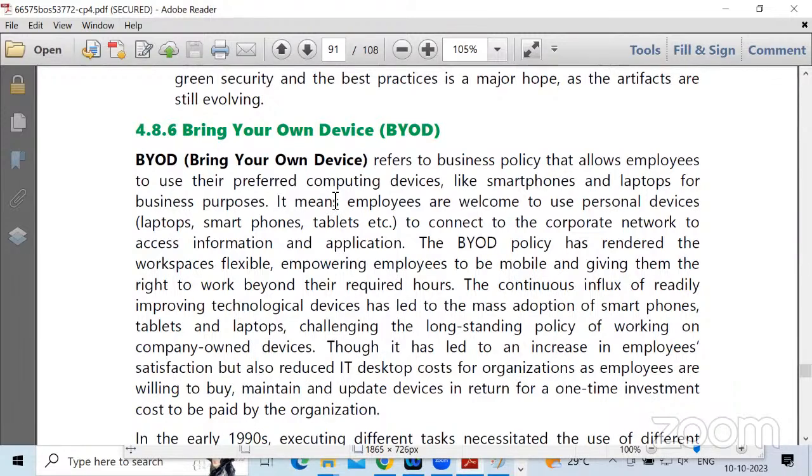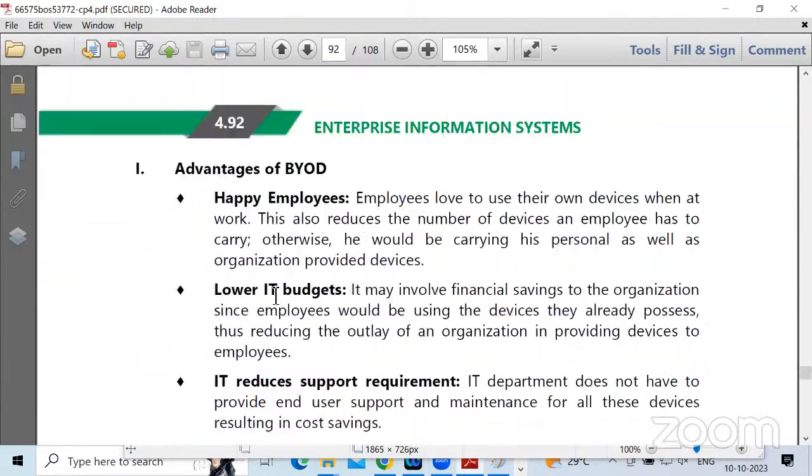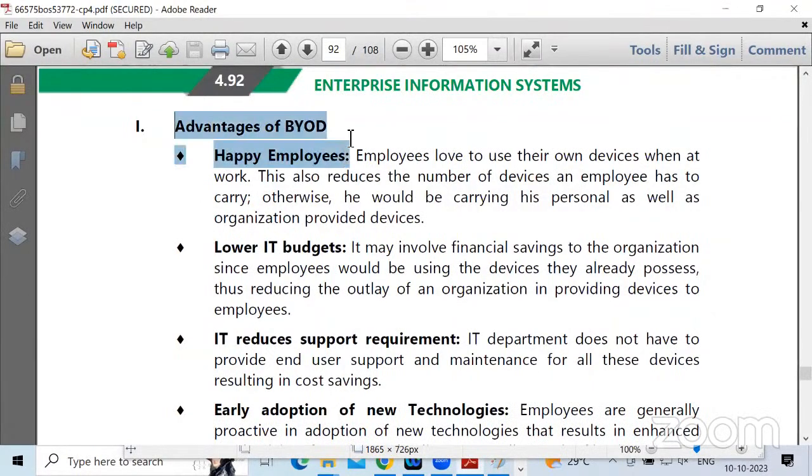Now the next concept is BYOD, bring your own devices. It is very simple. You bring your devices into your company premises. Instead of the company provided instruments or devices, you are using your own device, your own smartphone, your own laptop, whatever it is. They asked a question on this. Mark this as important. BYOD: what is BYOD? What are the advantages as well as disadvantages?